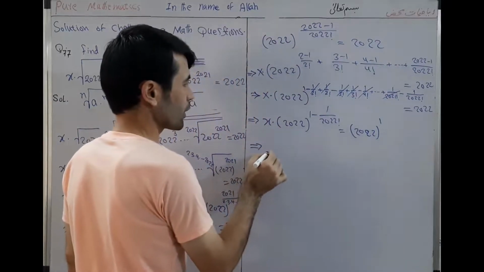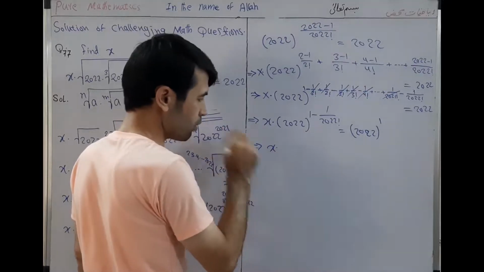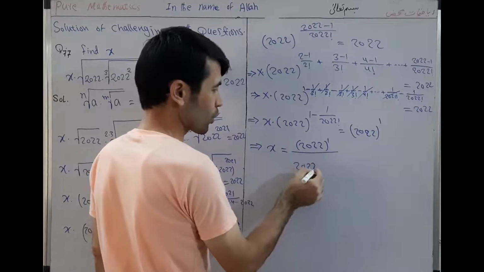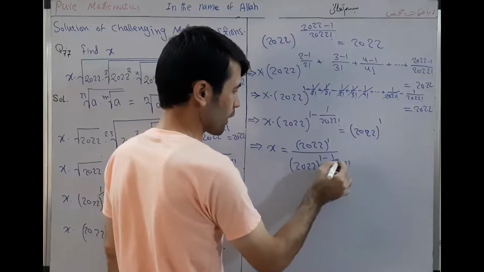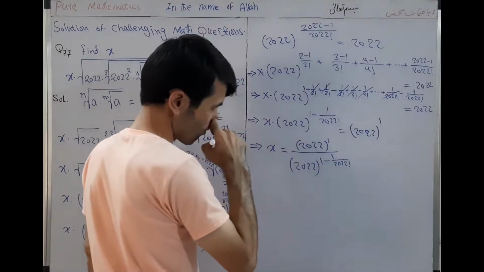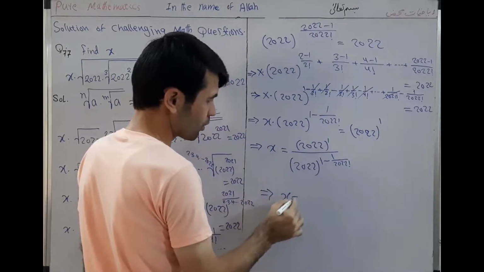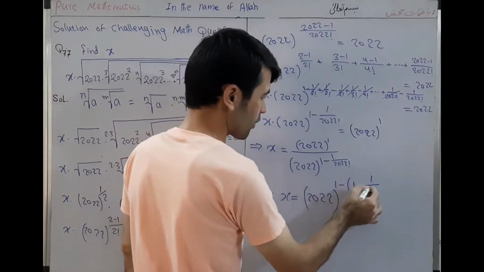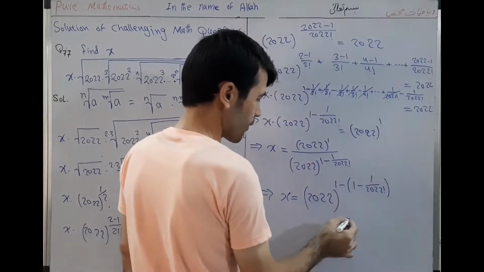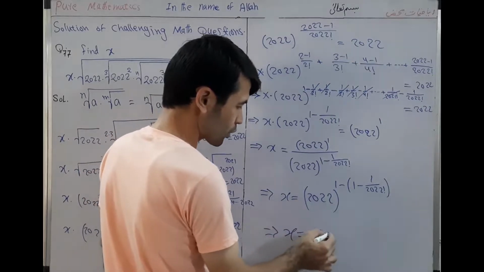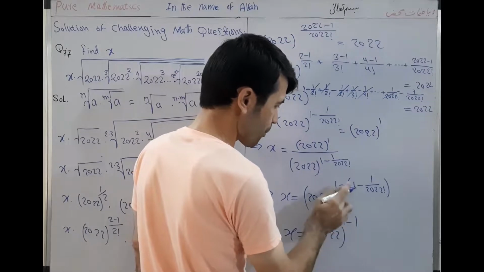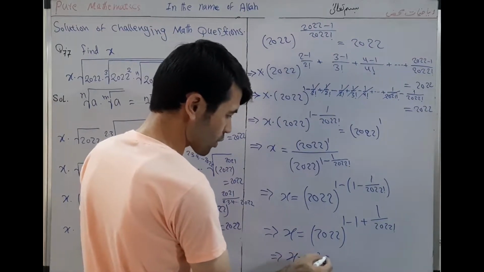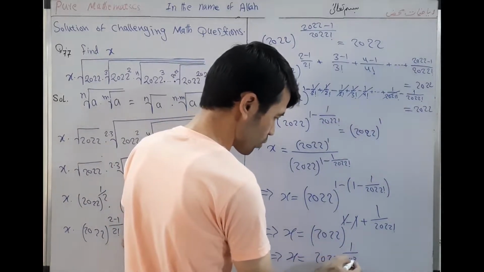Now by using the division rule of power, we get x is equal to 2022 whole to the power 1 over 2022 whole to the power 1 minus 1 over 2022 factorial. This implies x is equal to 2022 whole to the power 1 minus 1 over 2022 factorial. This implies x is equal to 2022 whole to the power 1 minus 1 plus 1 over 2022 factorial. This implies x is equal to 2022, these two cancel, 1 over 2022 factorial.